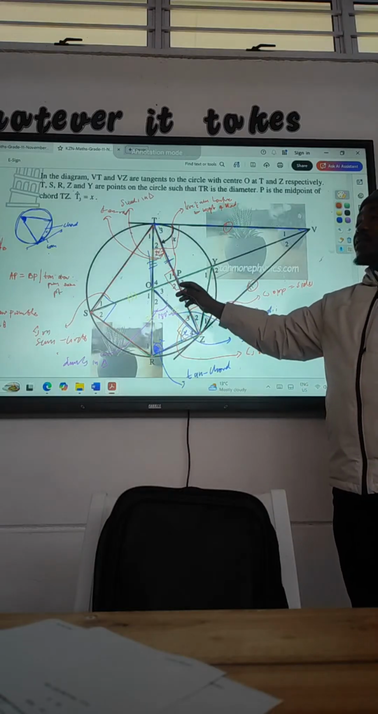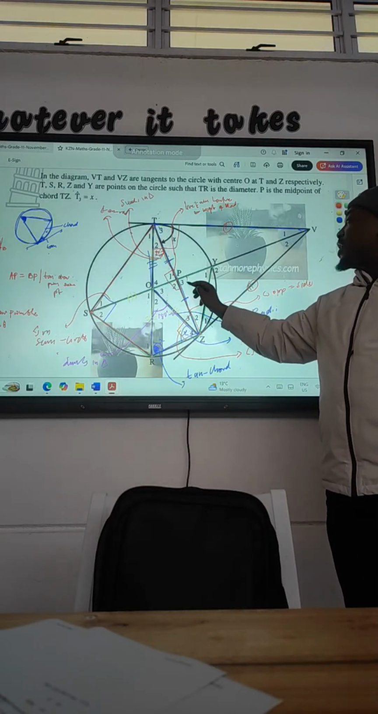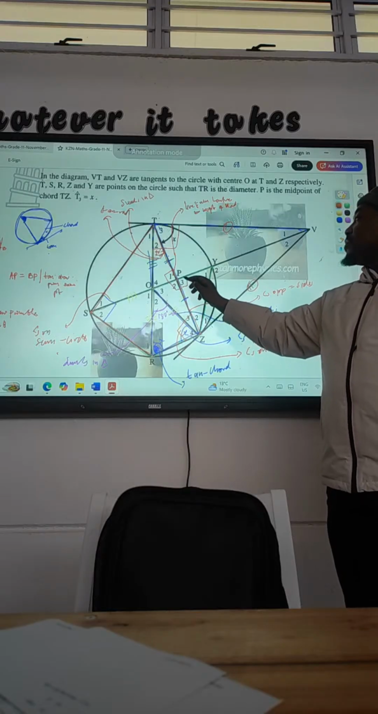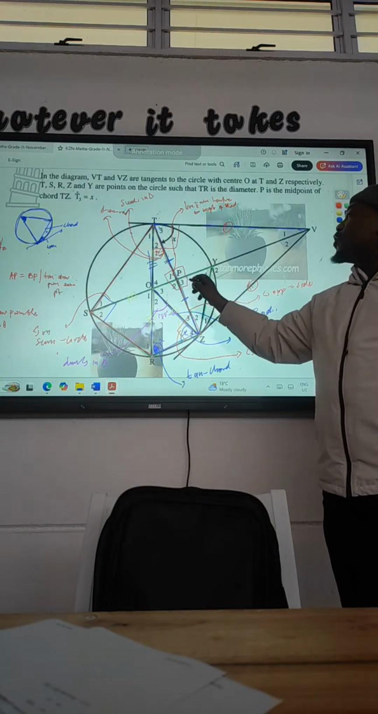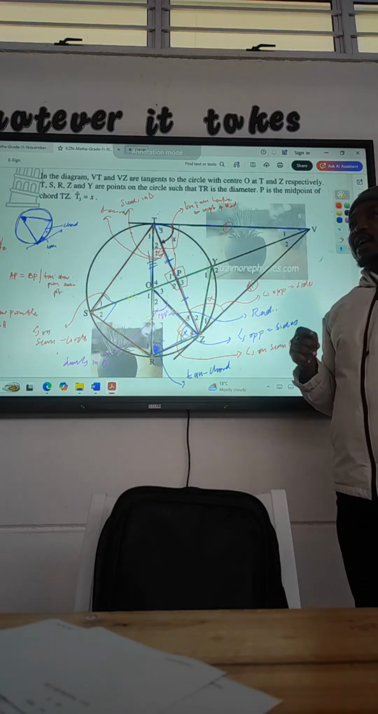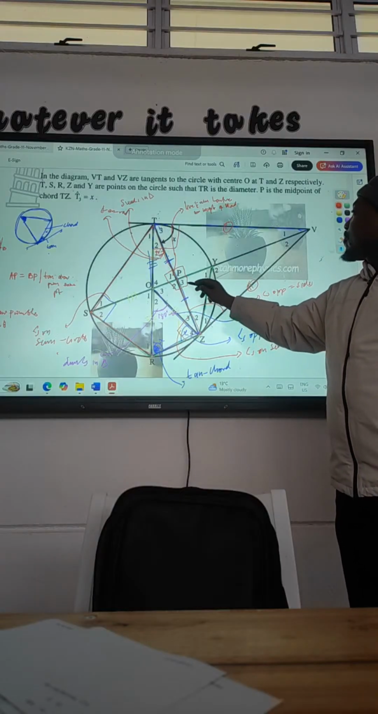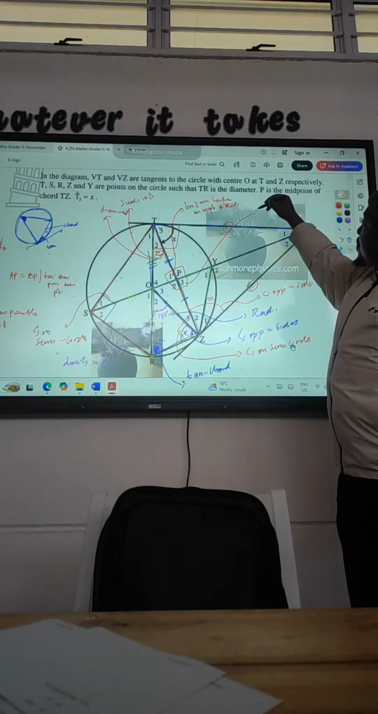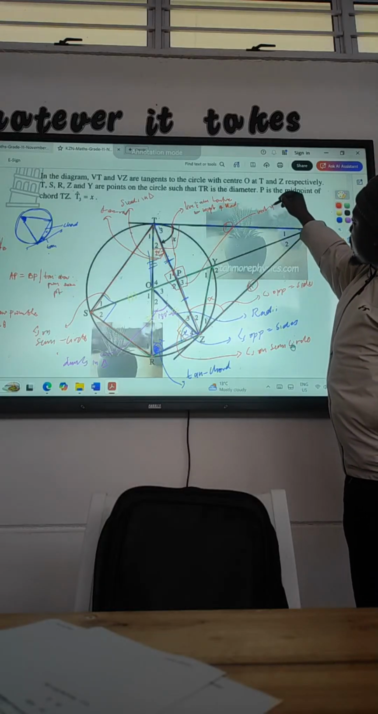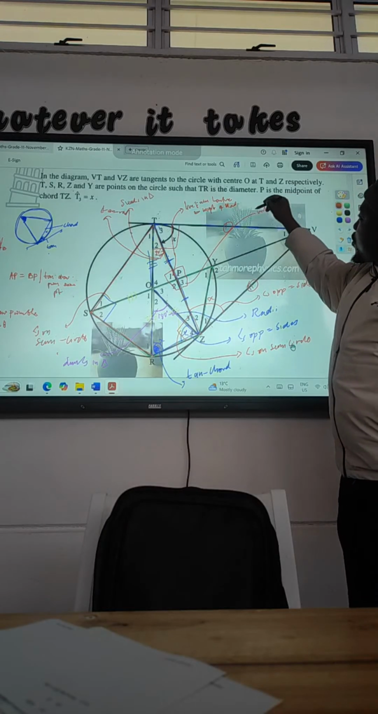P3 will also be equal to 90 degrees. You can use this as sum of angles in a triangle, or you can also use vertically opposite angles.